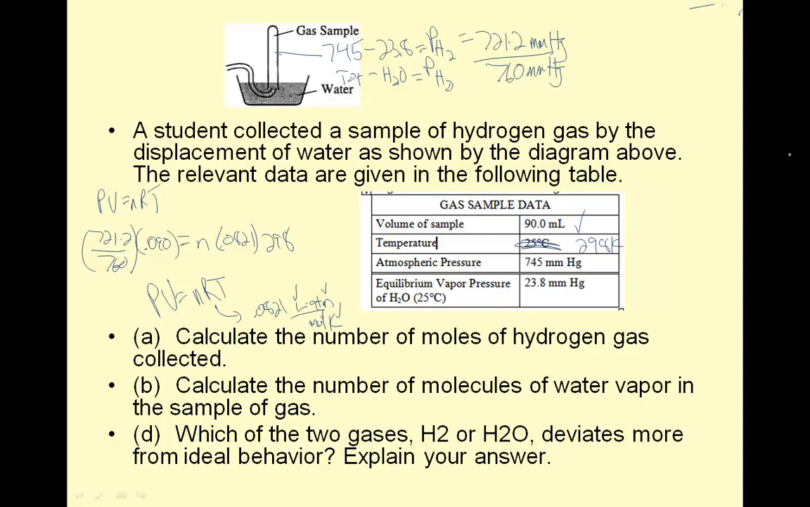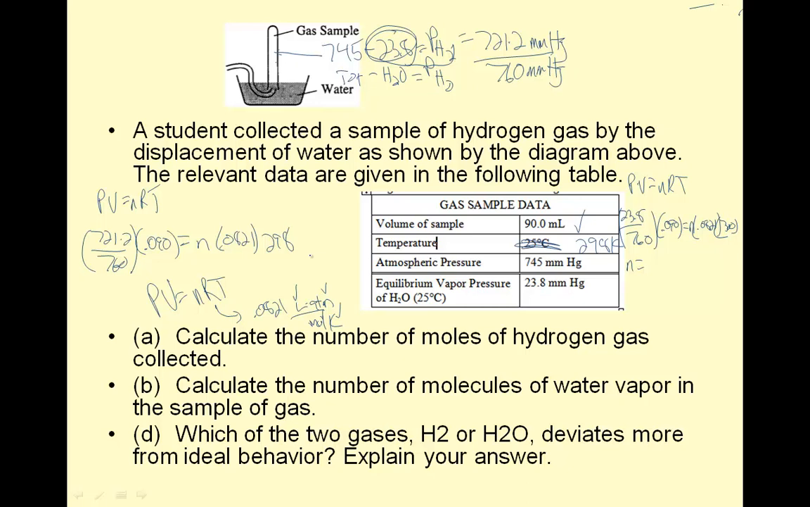Calculate the number of molecules of water vapor in that gas. So that would be whatever my answer to A is, times molecules of water vapor. Oh no! What a pain, because that's not hydrogen. Now I've got to figure it out for water vapor. Water vapor's pressure is 23.8, so I need to do PV equals nRT for water. So my pressure is going to be 23.8 over 760. Volume of water is that same volume, 0.090, equals n times 0.0821 times 300. I get n for that one.